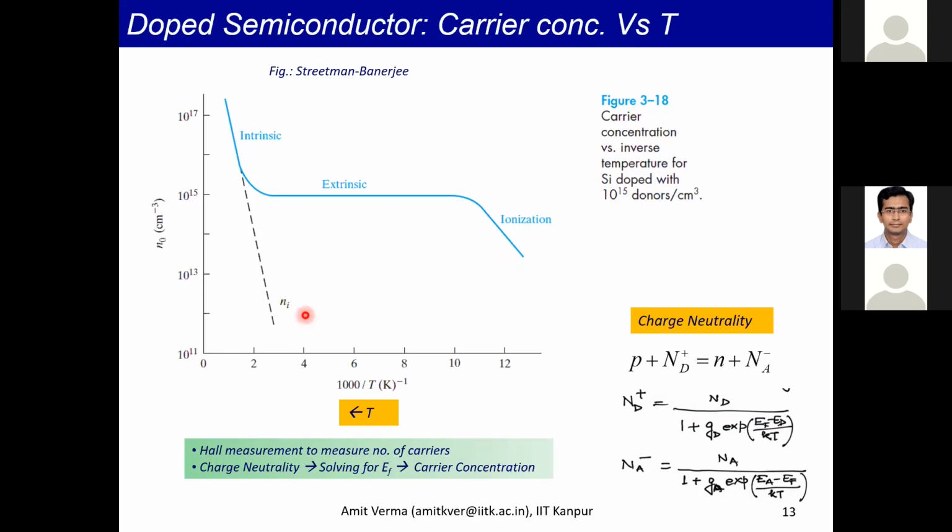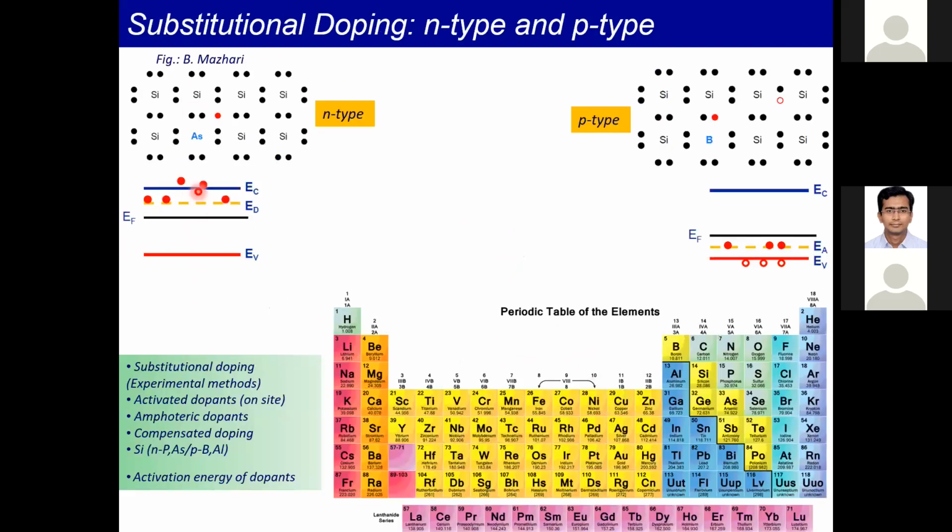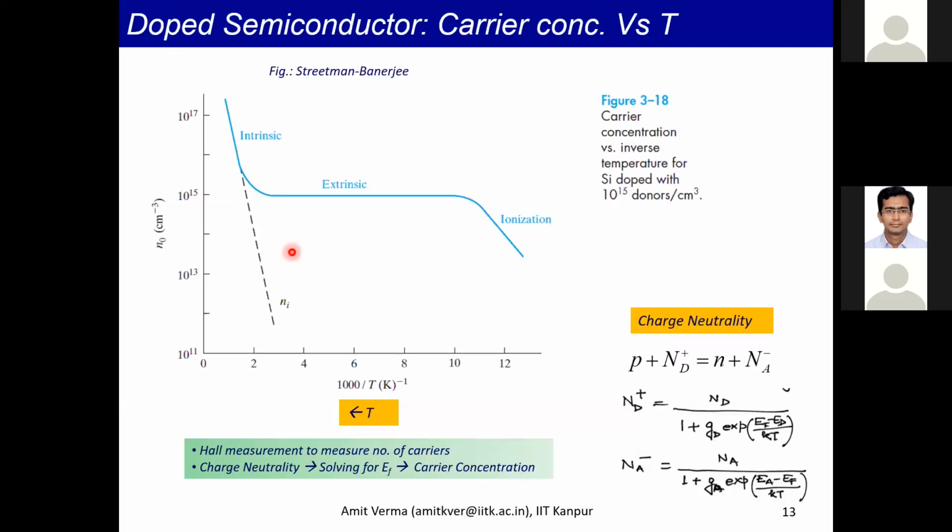If you do that and plot the carrier concentration in the material as a function of temperature, so here it's inverse temperature. So this is higher temperature, this is lower temperature. Essentially, if you go to very low temperatures, you know there is this activation energy of carriers needed. As you go to low temperature, there is not enough thermal energy. So essentially, these carriers are not able to ionize. They will stay here. So they will not create mobile carriers. So the mobile carrier concentration decreases.